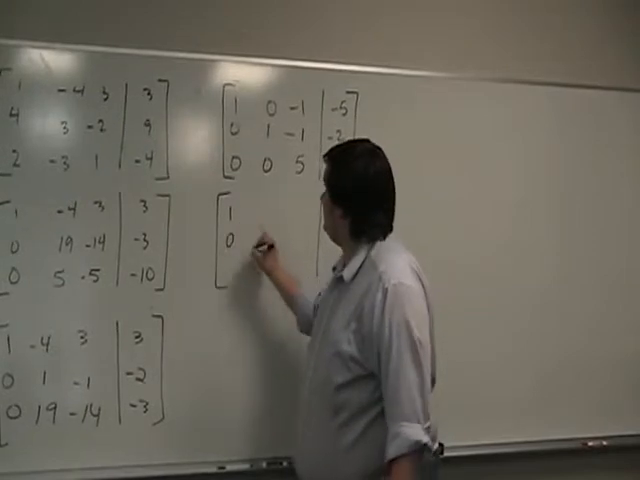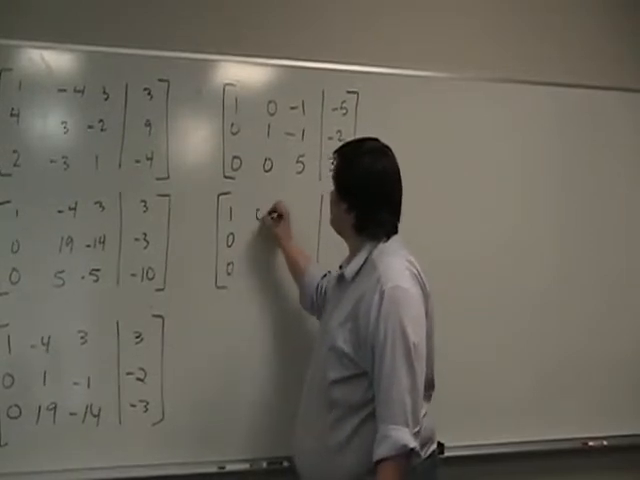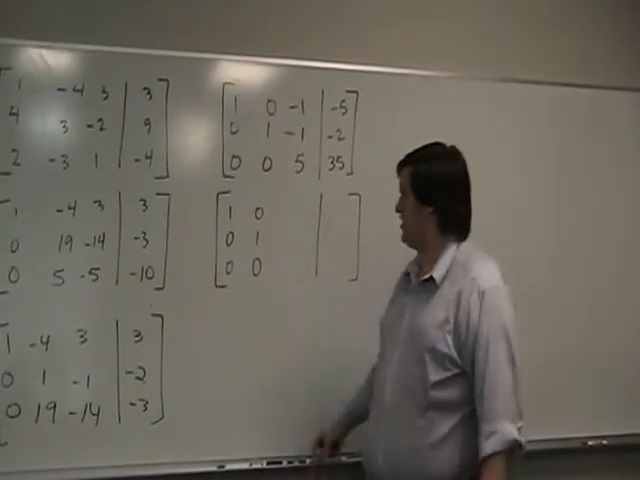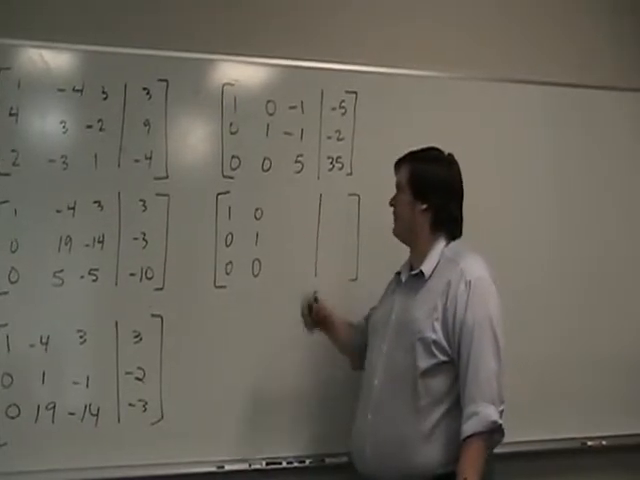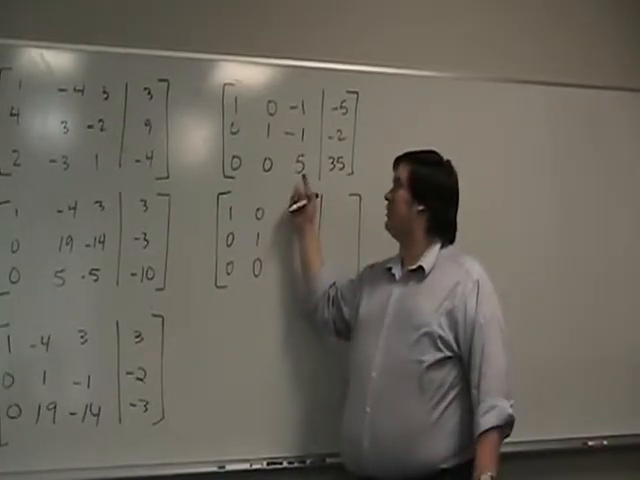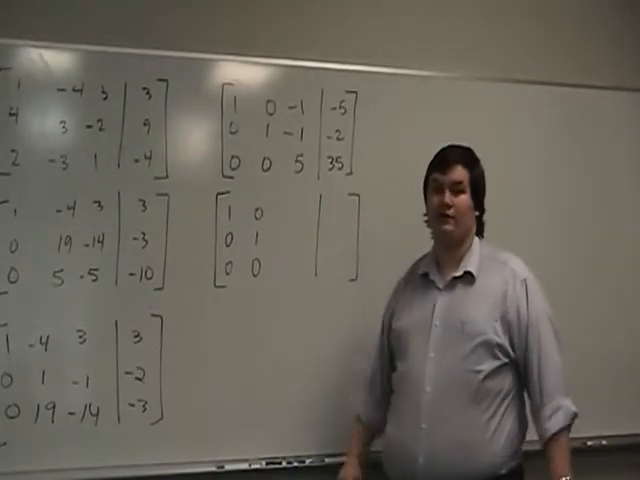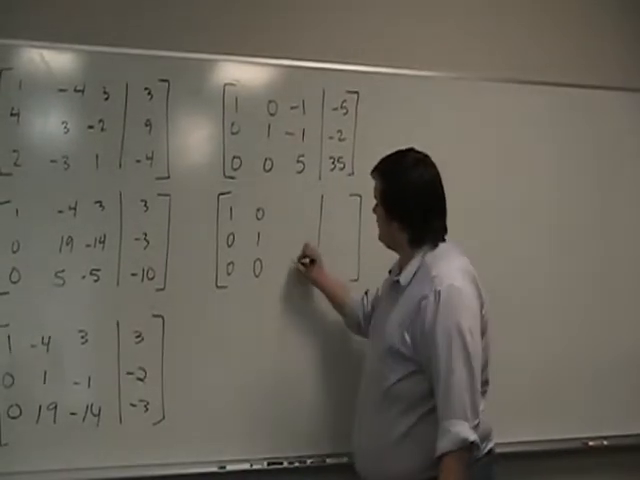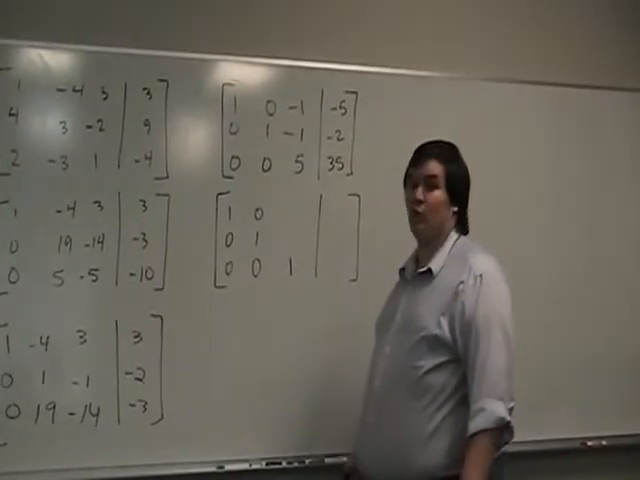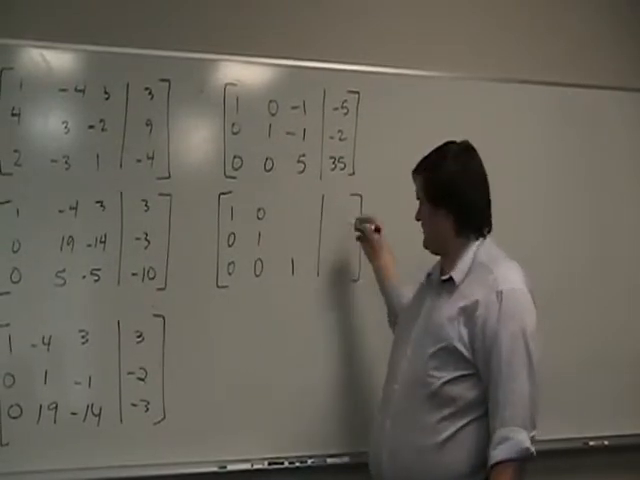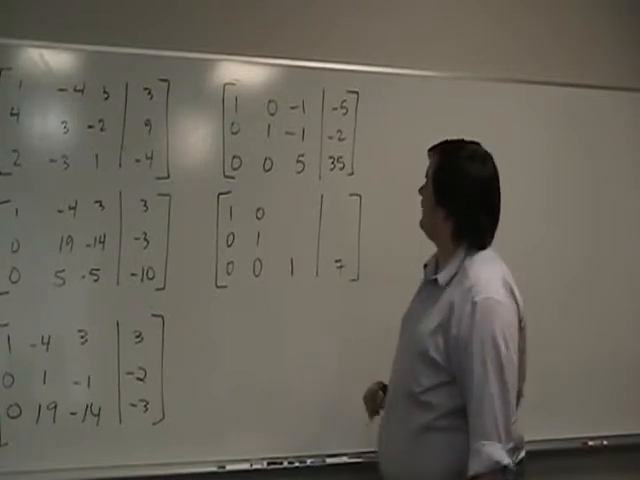So now, we have our first two columns exactly as they should be. Our third column, we want to change to be a 0, 0, 1. Do you see any way to change this bottom row so that that 5 becomes a 1? Divide by 5, exactly. So we'll divide it by 5. 5 divided by 5 is 1. What's 35 divided by 5? 7, of course.